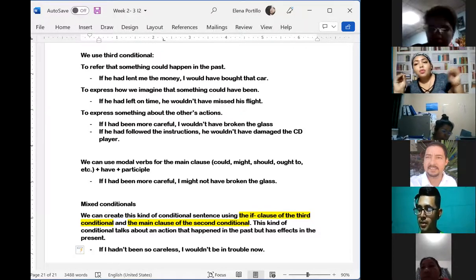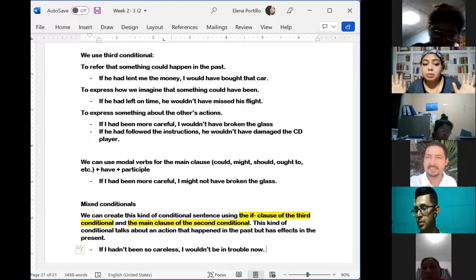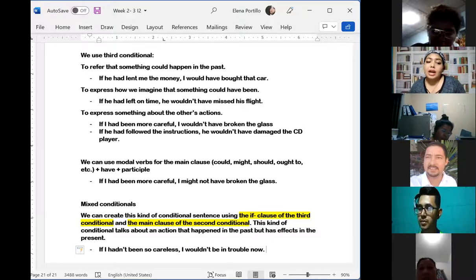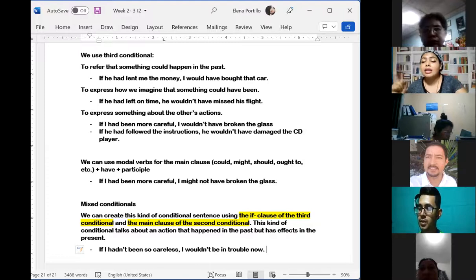So, at what time has this person been careless? In that case, it is in the past. He had been careless in the past, and it has its effects in the present because now he or she is in trouble. So in this case, we are going to use it for something that maybe began in the past, but now has its effects in the present.